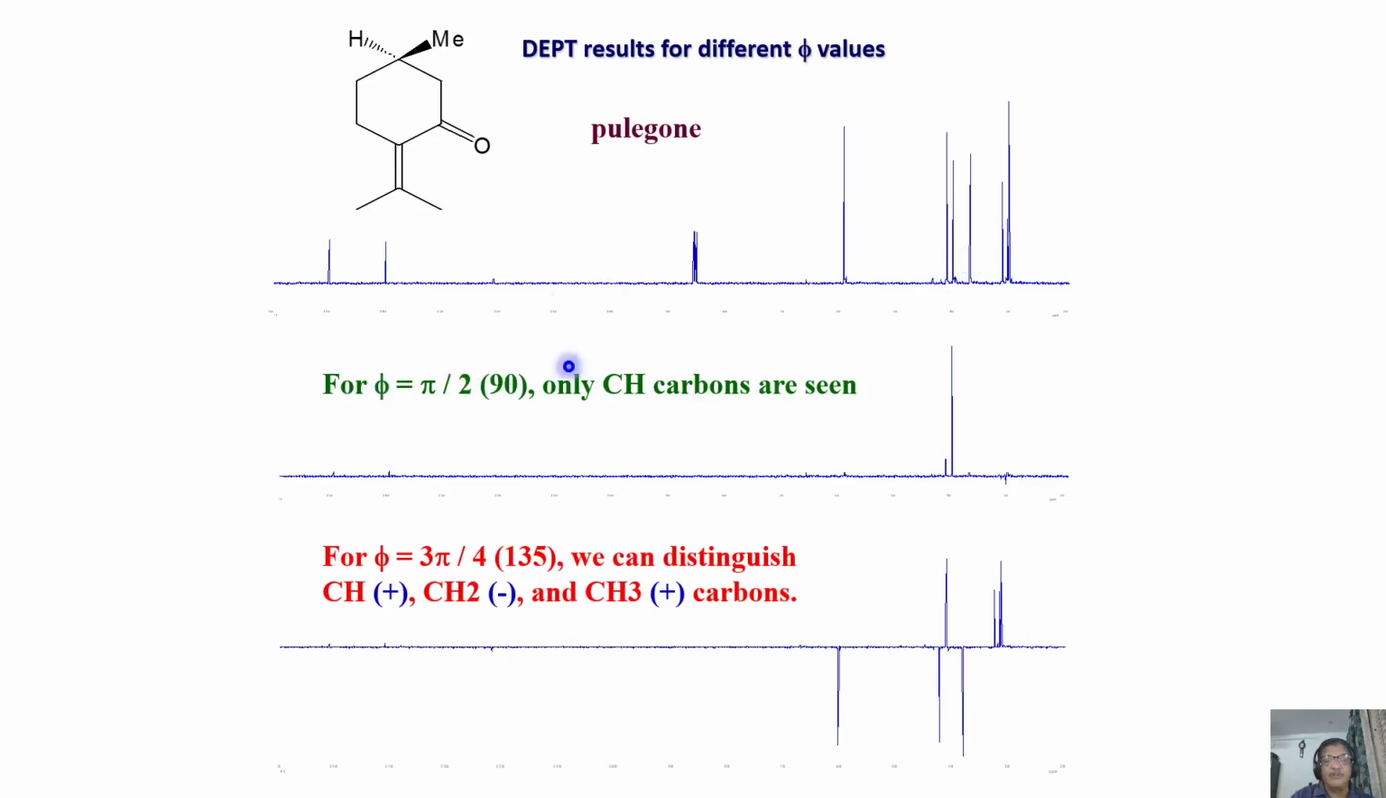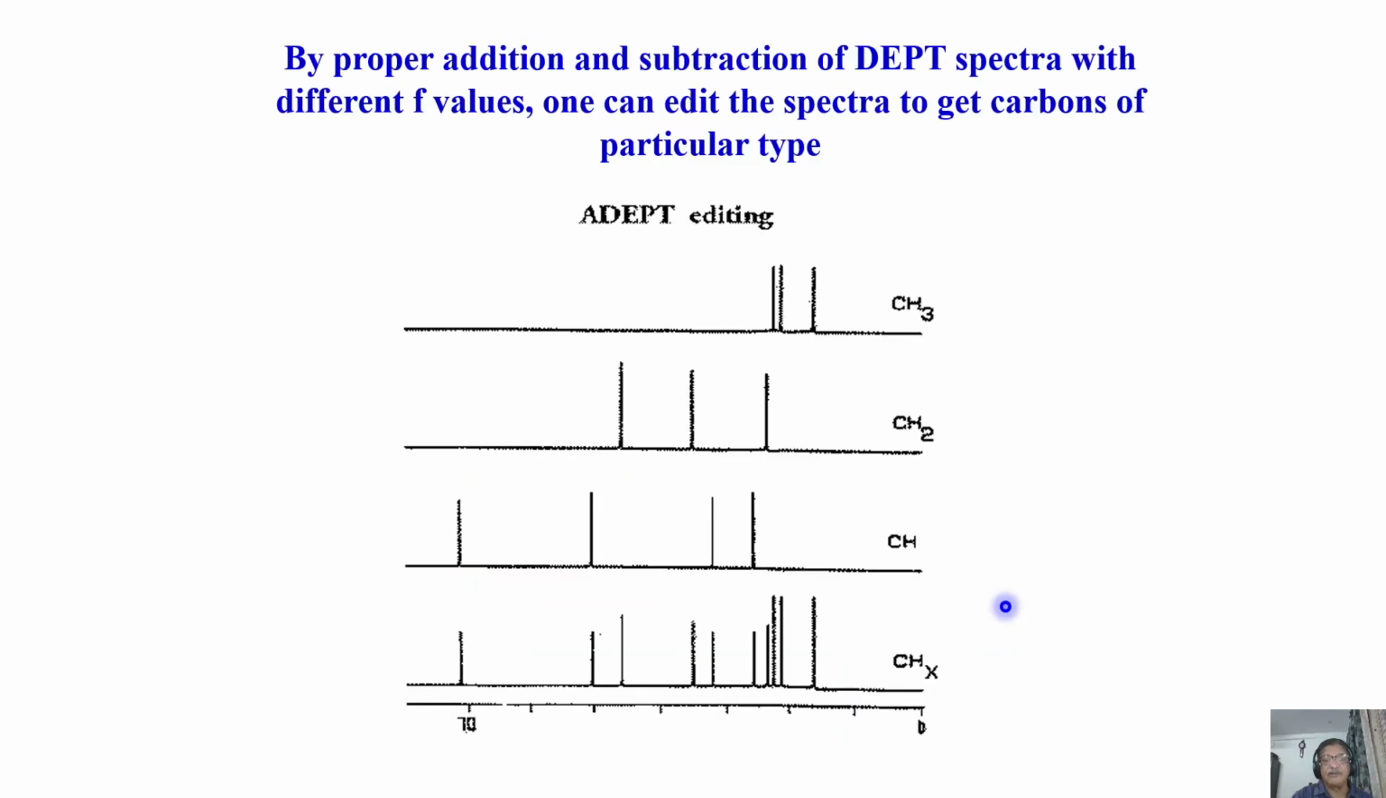You understand? Of course, DEPT 90, when you do, you know that you observe this, and in this case, you also see this, you don't see that at all. So you also identified quaternary carbons here, that is not seen. In this one, you observed CH carbons. In this, you observed CH2 carbons. Now you can identify using all the knowledge you gained by doing editing, addition or subtraction, or seeing which peak is coming in which spectrum. Leftover peaks are CH3. You can easily identify CH3 carbons. So this is a simple example. This is called editing: proper addition and subtraction of the DEPT spectra with different values.